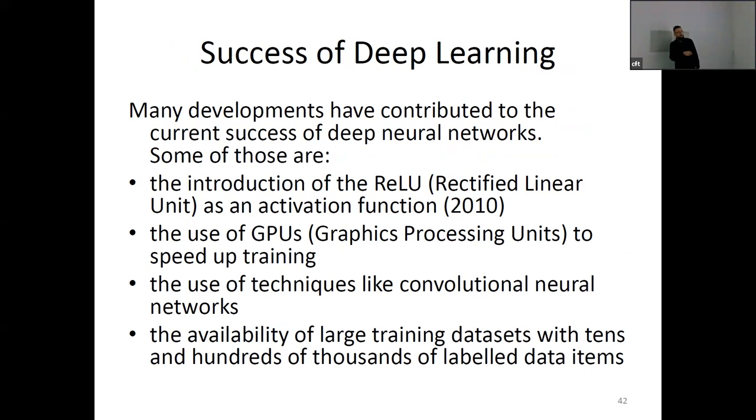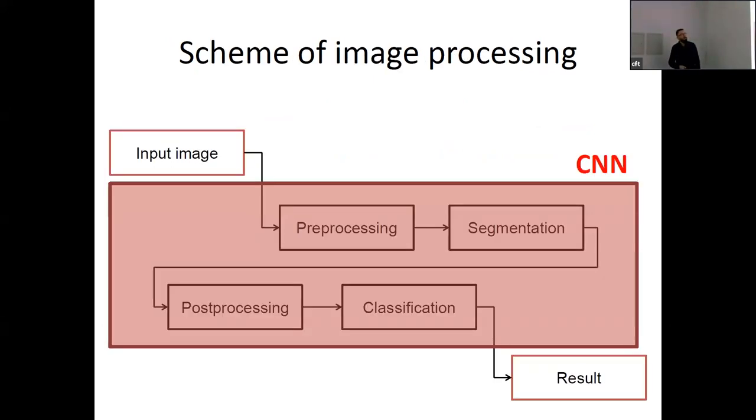The success of deep learning, as you probably know, came with the use of GPUs, because the idea was there before, but the computational power was not enough at the time, and the GPUs provided that. Okay, so the convolutional neural networks provide all that was done before with classical image processing: the pre-processing of the images, the segmentation, the post-processing and classification. It's all inside the neural network. So we have the input image, we put it in the network, and then we get the result, for example, the classification of the image.